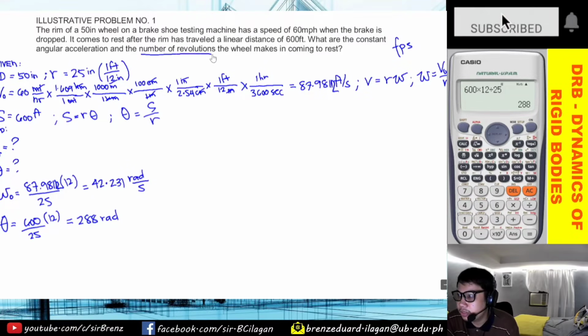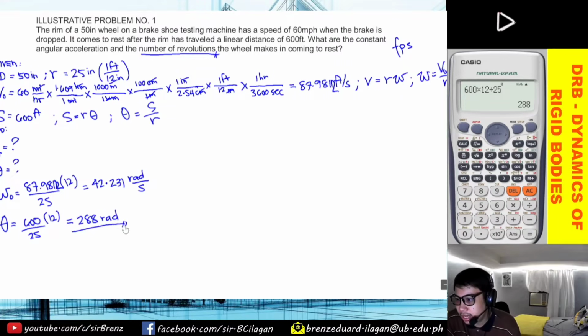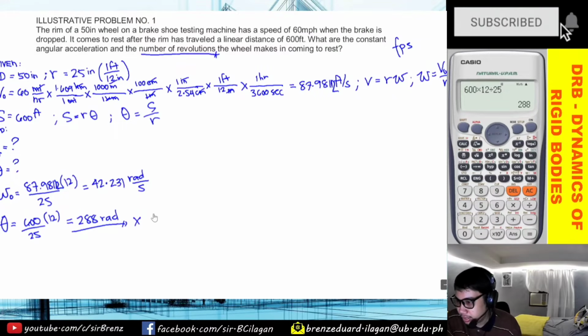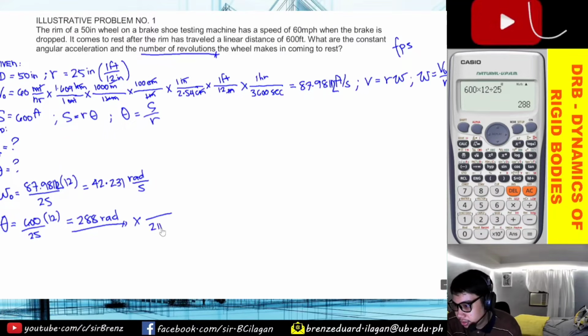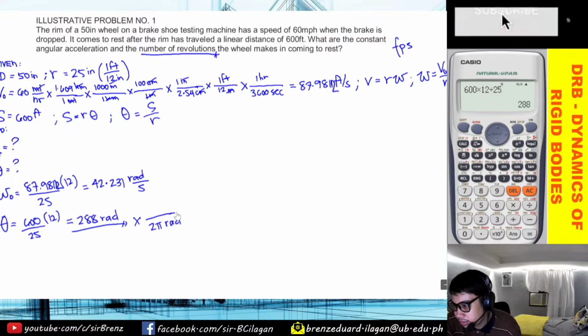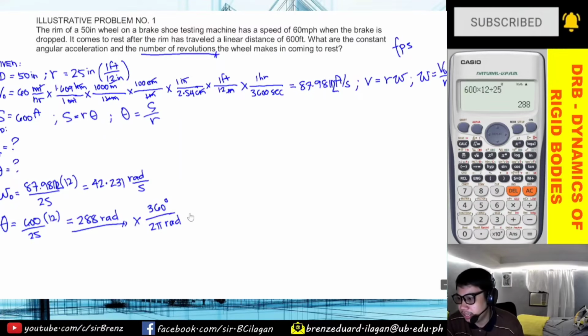So, number of revolution. Paano natin makukuha yung number of revolution? Meron na kasing theta dito, makukuha na natin siya in terms of revolution. So, you just need to convert that to revolution. Alam natin na sa isang revolution, 2 pi radian. So, ito is 360 degrees. Tama? Or pwedeng pi over 180, or 180 over pi.